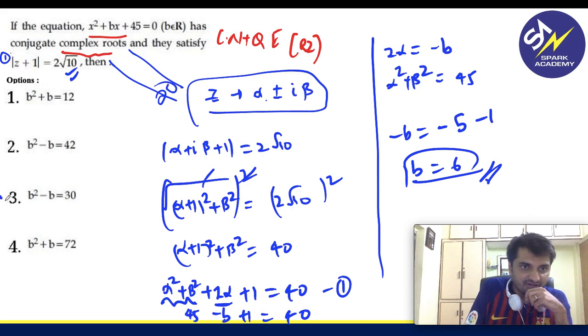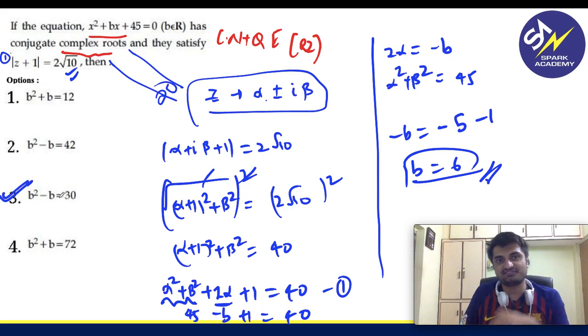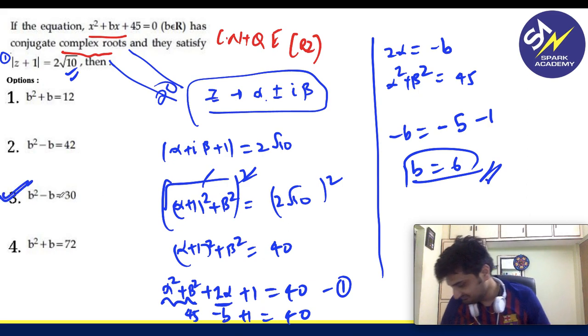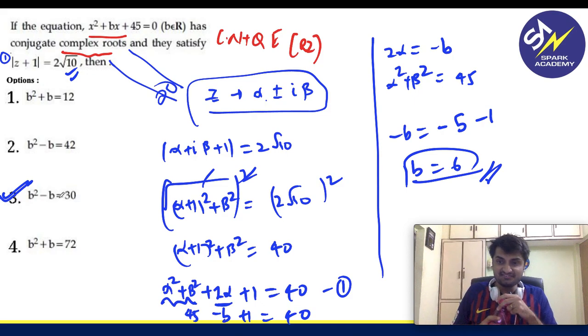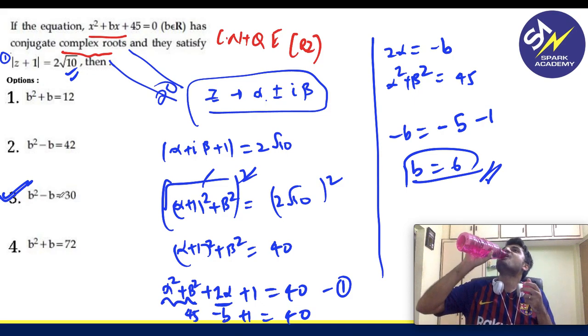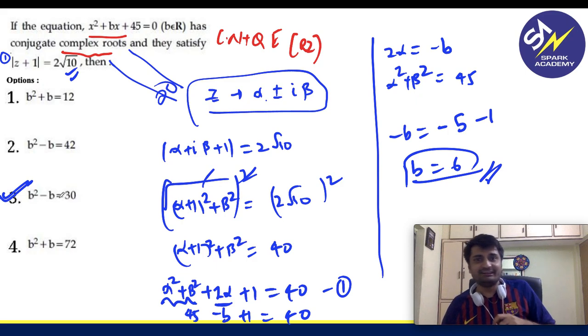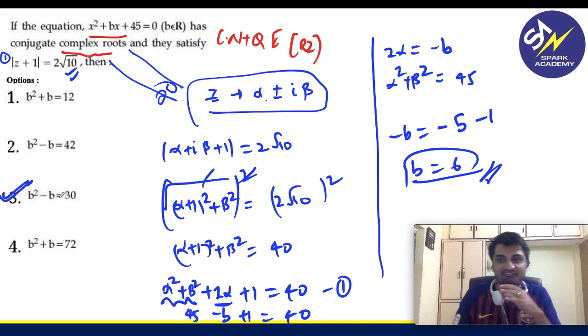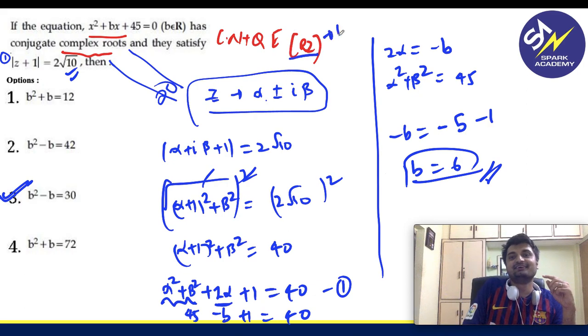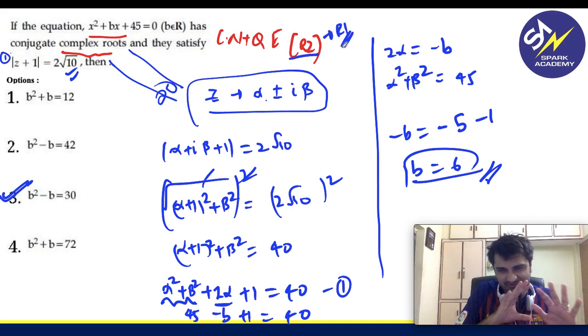So which option? Third will satisfy. 36 minus 6, 30. Getting, guys? So this was actually, I felt it was round 2. But when I solved, I realized that it was also round 1. That's okay. Sometimes it happens.